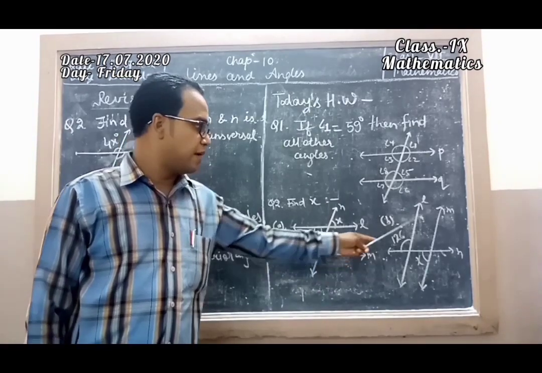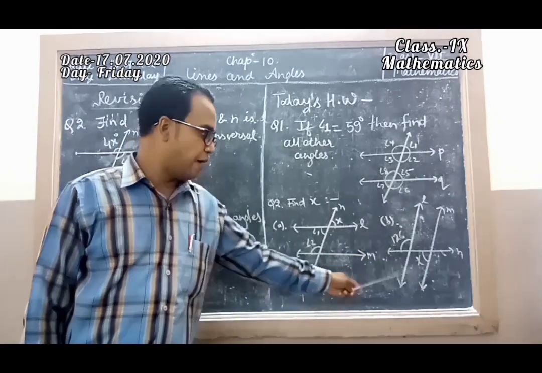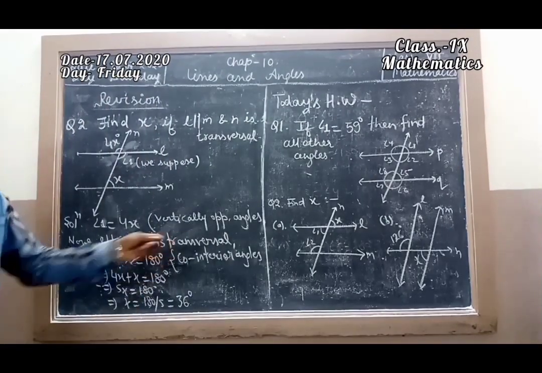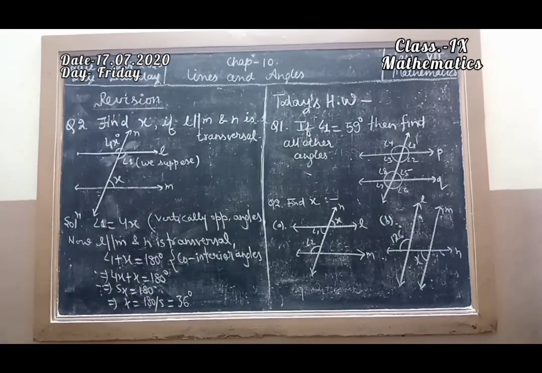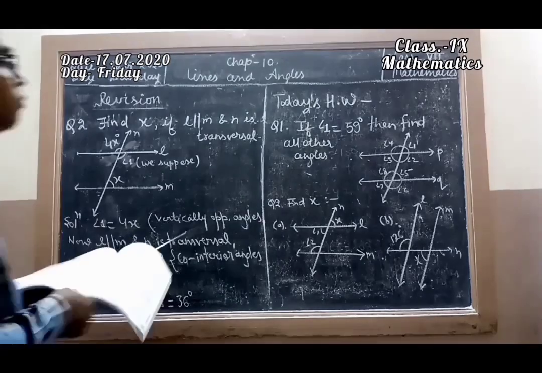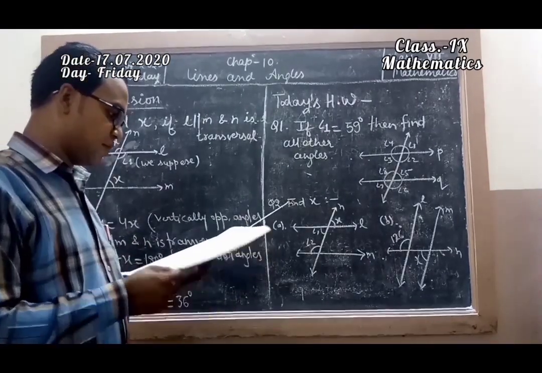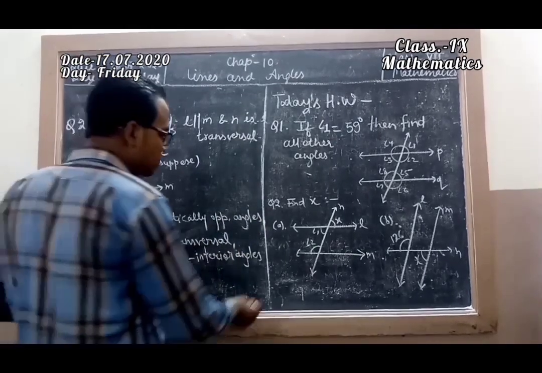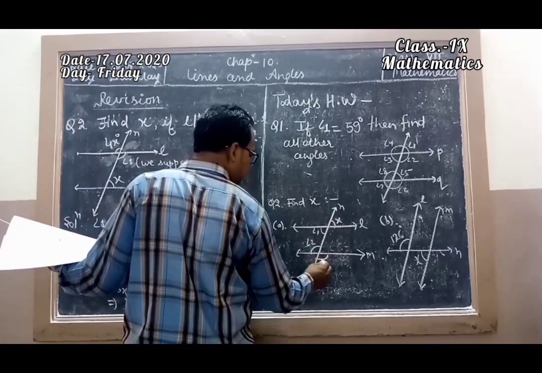Question second. L is parallel to M, N is the transversal. You have to find x. In question second, part A, angle 1, angle 2 and x are given, and it is given 3x plus 4 degrees.